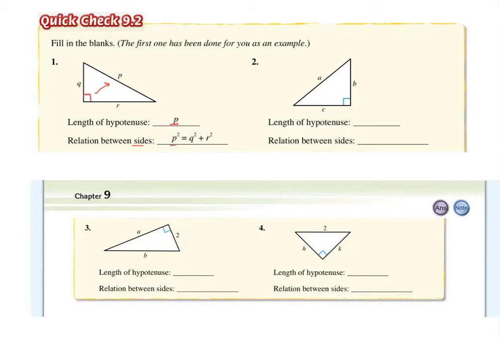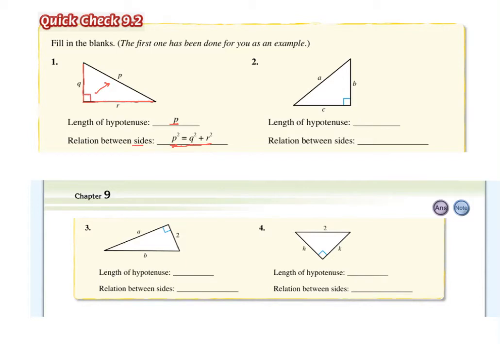And then the relationship according to the Pythagoras theorem actually is the square of the hypotenuse equal to the sum, okay, of the 2 other sides. So what are the 2 other sides? One is Q, that is connected to the right angle. Another side is R, that is also connected to the right angle. So Q square plus R square, right? So this relation actually is talking about the Pythagoras theorem.